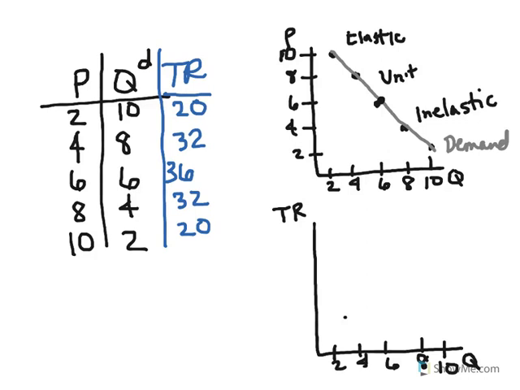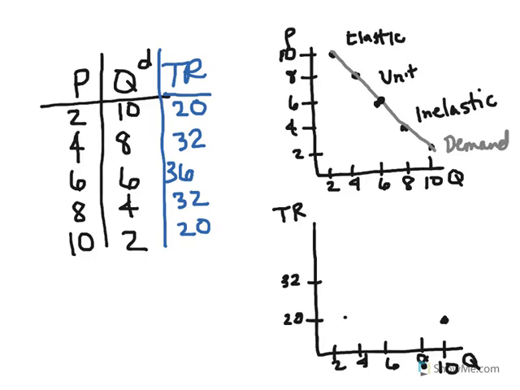So we know when the price is $2, I was going to sell 10 units, and so at $20 of revenue, I'm able to sell 10 units. Again, when I raise the price to $4, I'm then going to sell 8, and so my total revenue would be 32. So let's put 32 here.